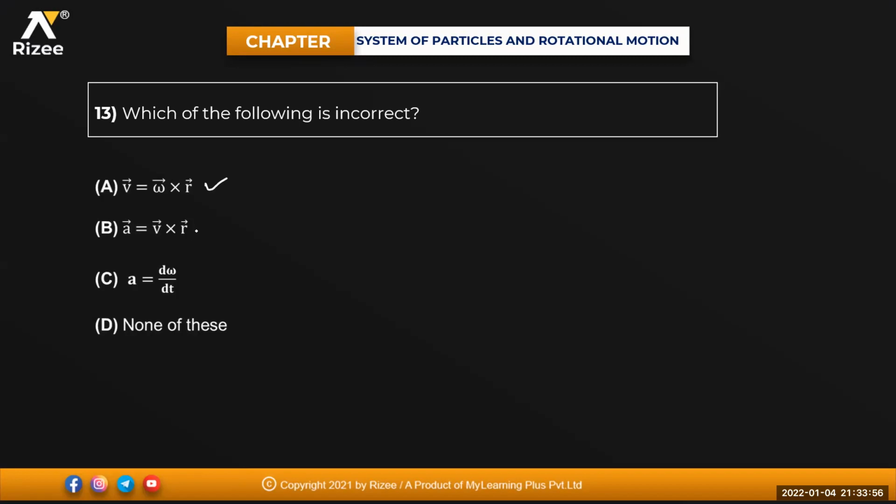Next one. A is equal to R alpha. This is written V into R. This is wrong. A is equal to d omega by dt. This is correct. So the second option will be the answer. Incorrect means B is incorrect because a must be equal to R into alpha.